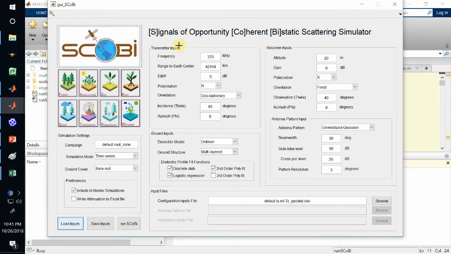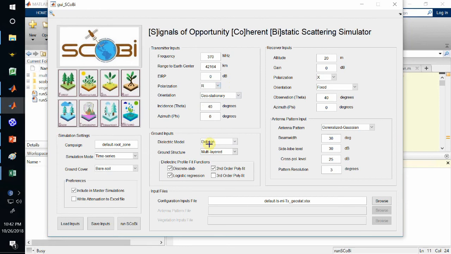Coming over to the transmitter inputs, we see that our transmitter is at 370 megahertz, 42,000 kilometers away from the center of the Earth. We're not really interested in rigorously defining the effective isotropic radiated power of this specific transmitter, so we've left it at 0, or maybe it is 0 dB. Not sure. Either way, both of those cases work. Our polarization is right-hand circular polarization. Our orientation is geostationary, which means things are fixed, and this is the value that we're keeping it fixed to. Our incidence angle is 40 degrees, and our azimuth angle is 0 degrees.